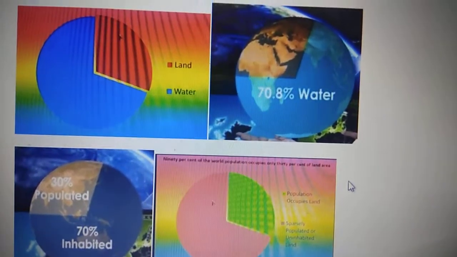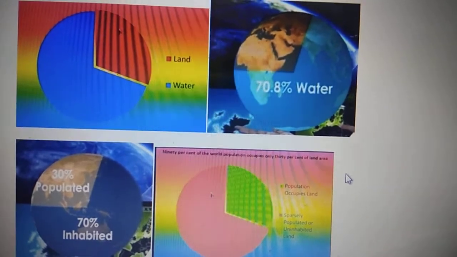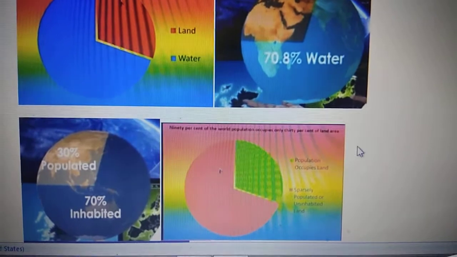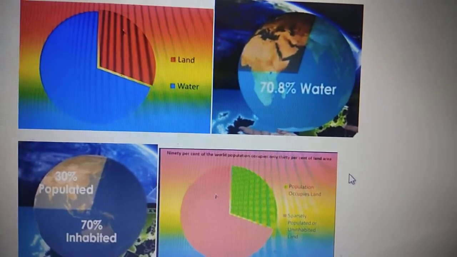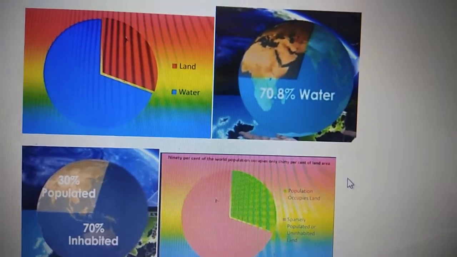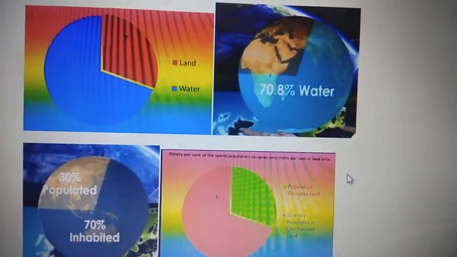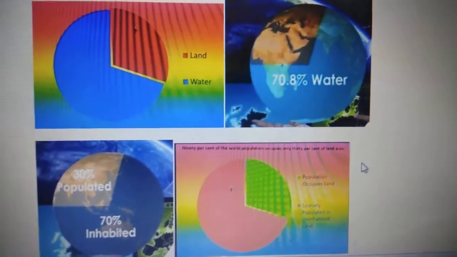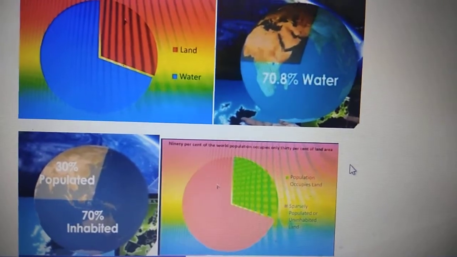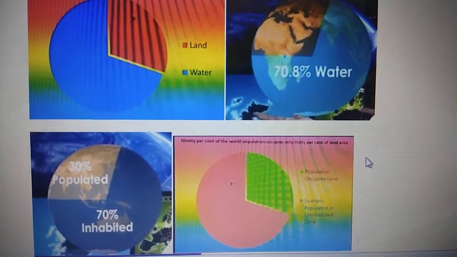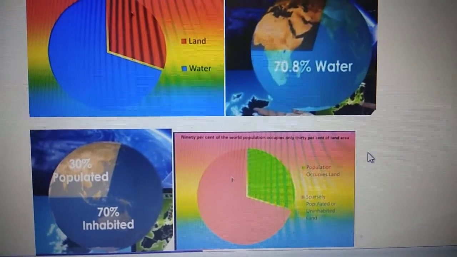Okay, children. Now the question must be arising in your minds. Why is there uneven distribution of population in the world? Why some areas are so densely populated and why some areas are sparsely populated or nobody is living there, they are inhabited?